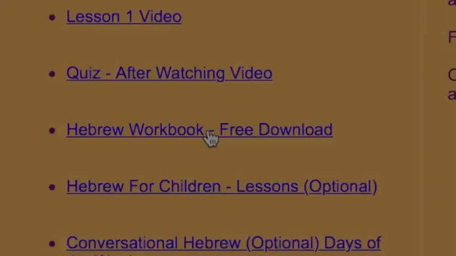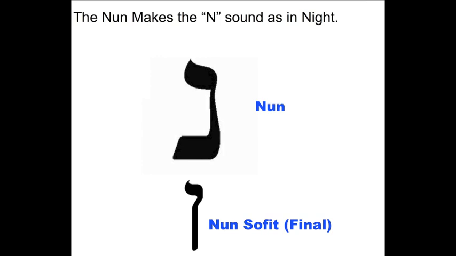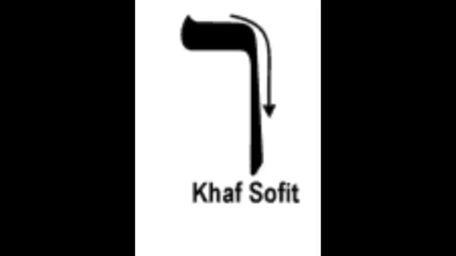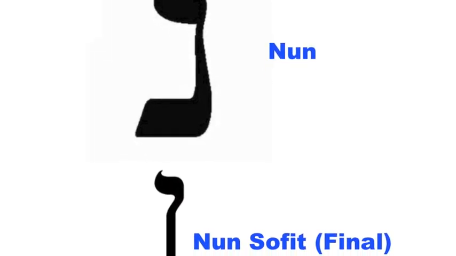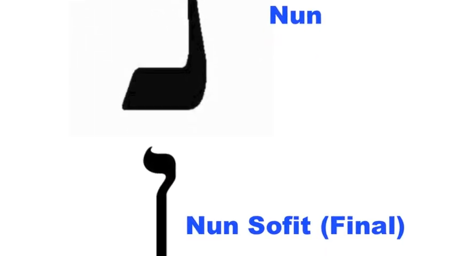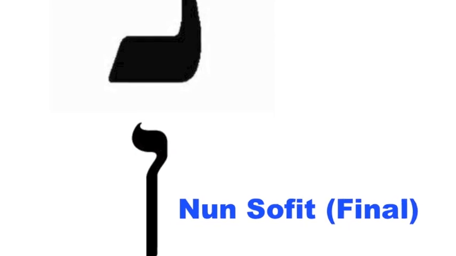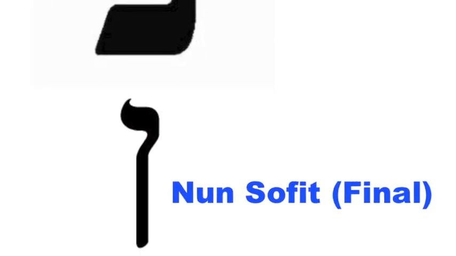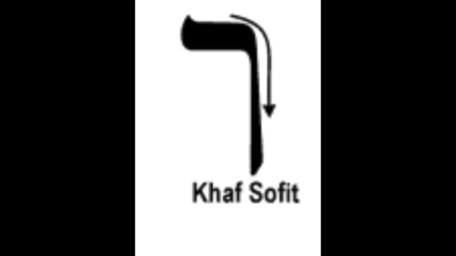Last week we looked at the nun and the nun sofit, or final nun that comes at the end. It looks a little like the kaf sofit or chaf sofit, but notice the difference. Both extend below the baseline, but the kaf or chaf is wider at the top.